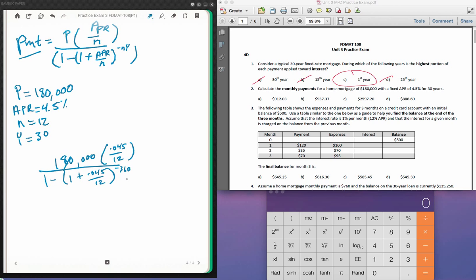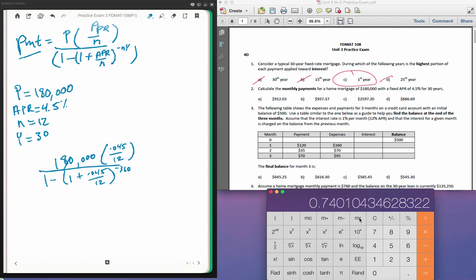So now I can go over here and do all this calculation. We'll come over to our calculator, and we will say 0.045 divided by 12, add a 1 to that, raise it to the power of negative 360. So that value is going to be 1 subtract this. So I'm going to now go minus 1 and take the opposite. That's another way you could do it, but 1 minus the other value.